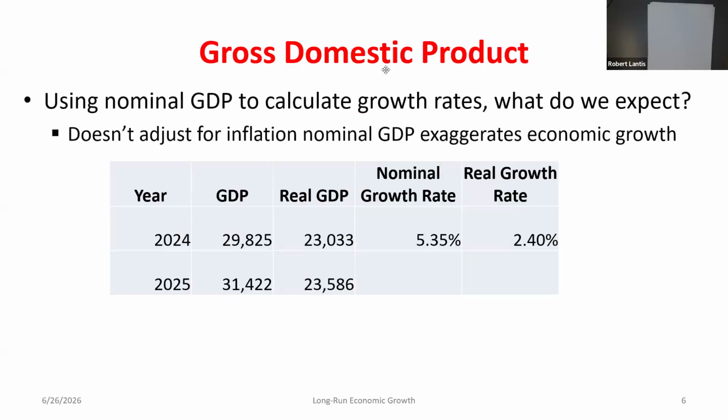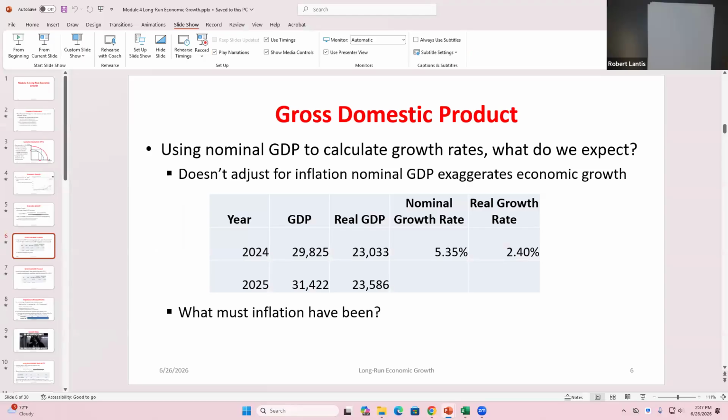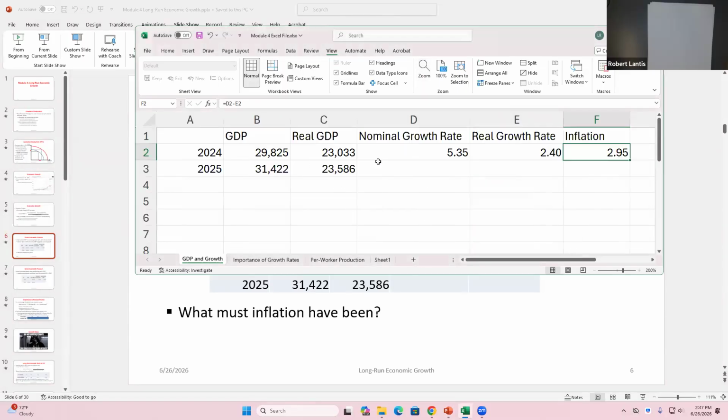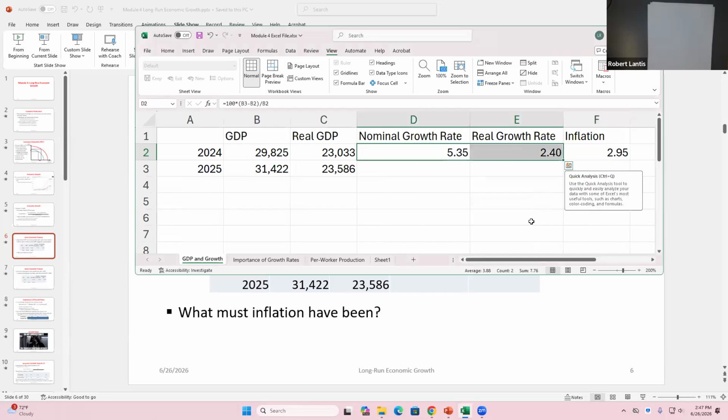So let's say I had this data, right? And I've got nominal and real GDP. How can I calculate these growth rates? Okay. So let's just grab these numbers, which I already did here in that first tab of that module 4 Excel file. I'm going to zoom in a little bit here. So let's say I didn't have these values. How can we reproduce them?